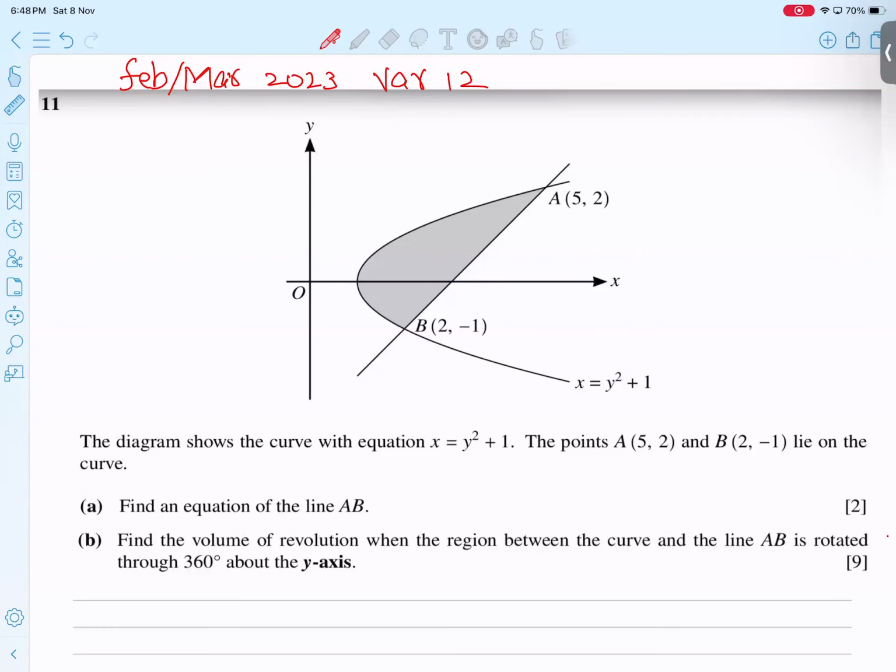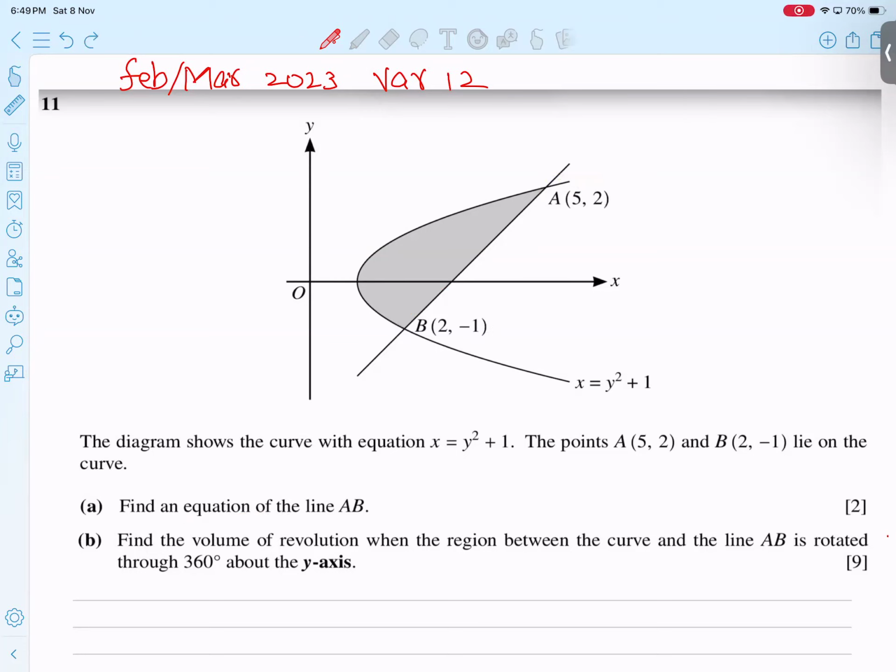Bismillah ar-Rahman ar-Rahim. This is a February March 2023 variant 12 question number 11. Topic is integration. So let's start. First of all, equation of the line AB. And if you look carefully, we have given A coordinates and B coordinates. So not a hard job.